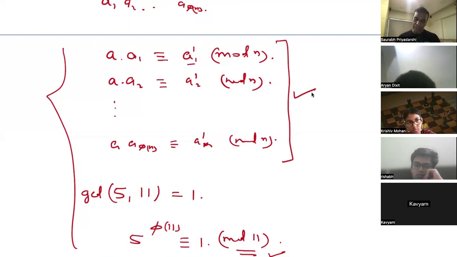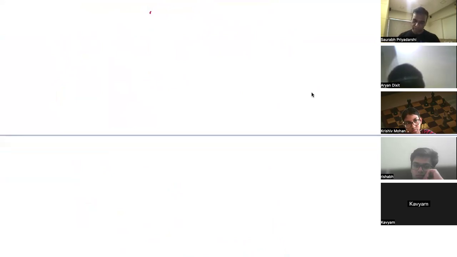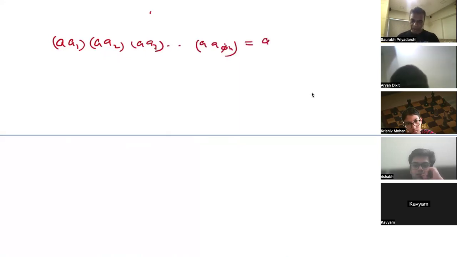So what I'm saying is that a1 prime, a2 prime up to a phi n prime is any one of the numbers a1, a2, a3 up to a phi n, right? Now I'm multiplying both sides, right? When I'm multiplying both sides, what I'm getting is a1, a2, a3 up to a phi n is equal to a1 prime, a2 prime up to a phi n prime mod n. Is this okay?